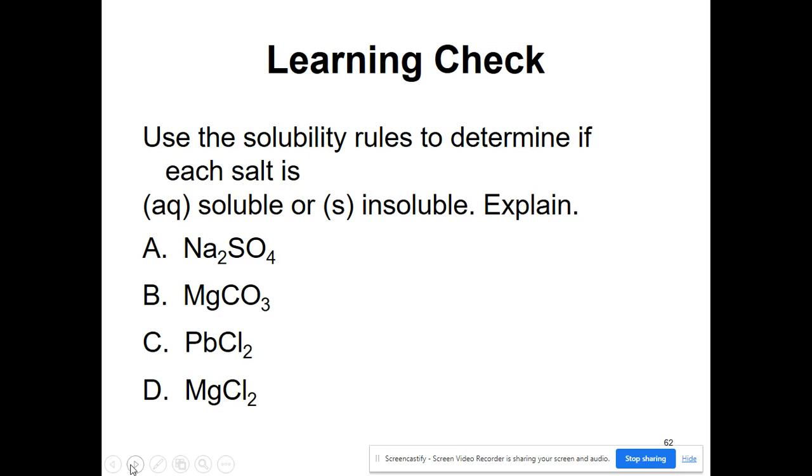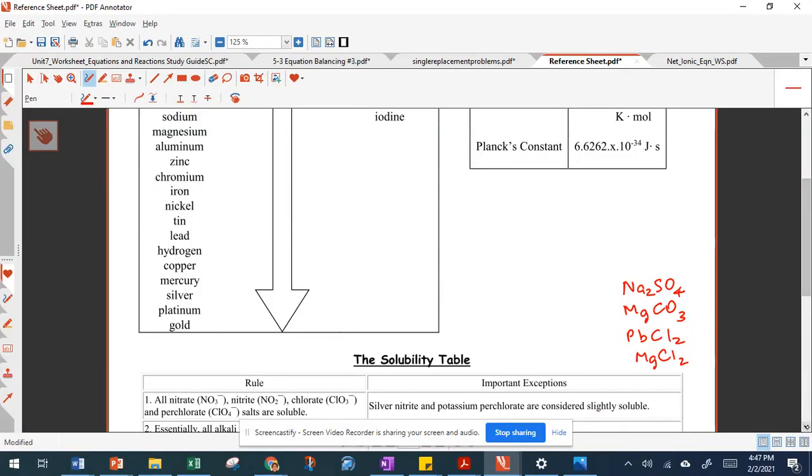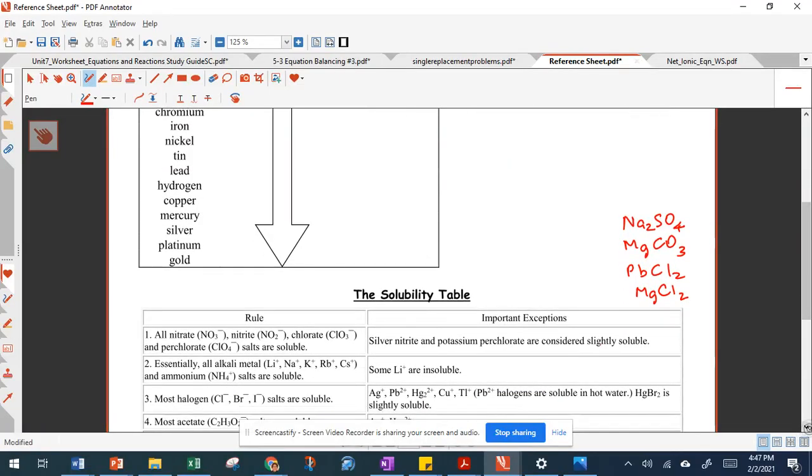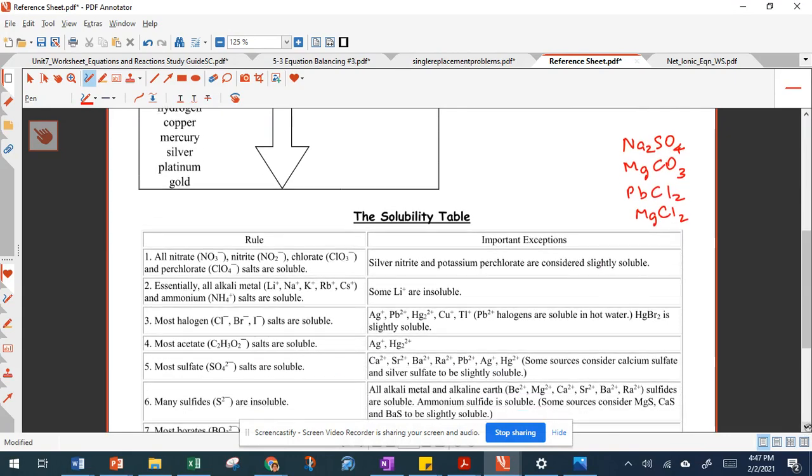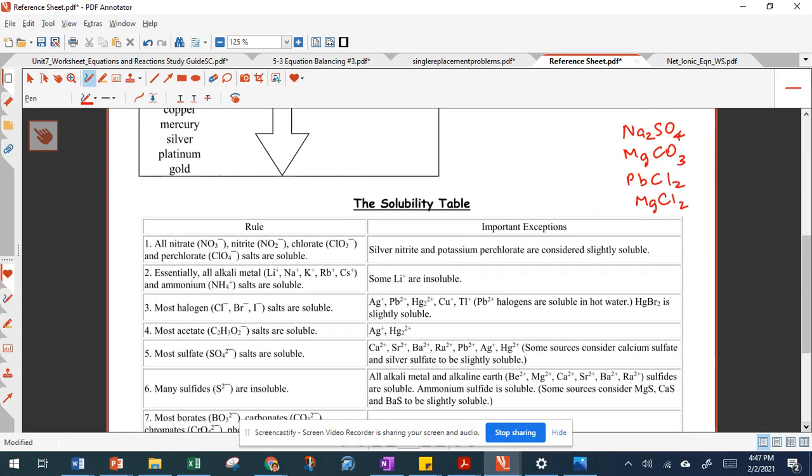Okay, so let's go over these 4 answers so you guys can check them. So I'm going to bring up your solubility table. So let's go over these 4. So I've written them down here next to your solubility rules, and we're going to look at each one of these so you guys can check your answers. For the first one, remember, think of each of these as the 2 different ions. So we have Na+ and then SO4 2-. So we want to start with the first solubility rule and go down until we run into a solubility rule that applies to one of these ions.